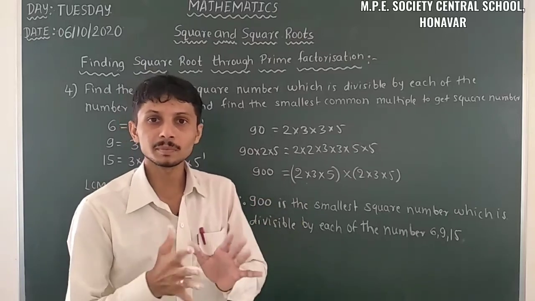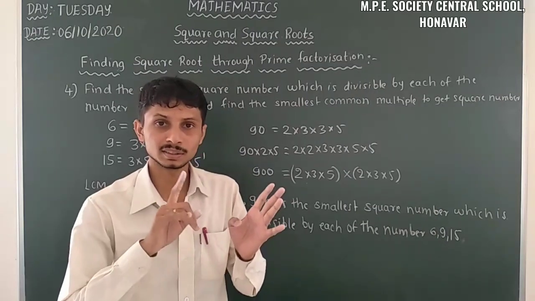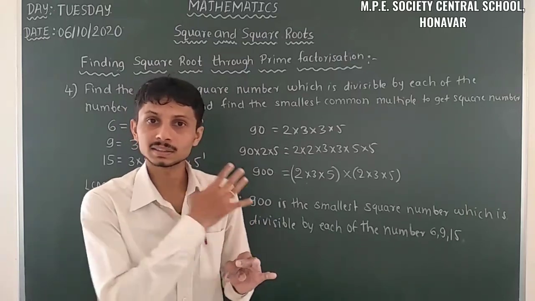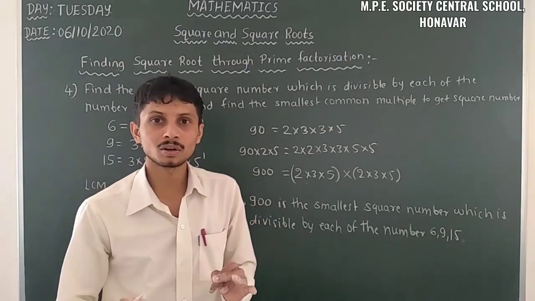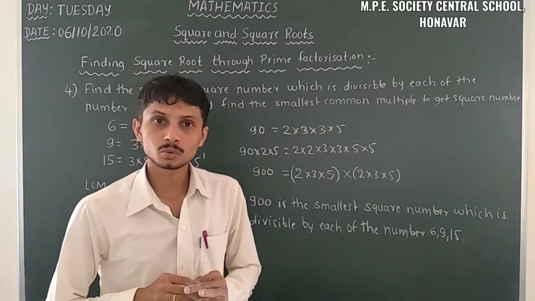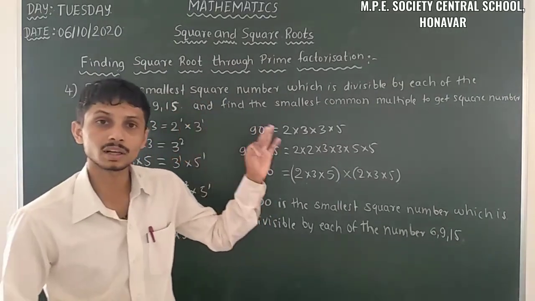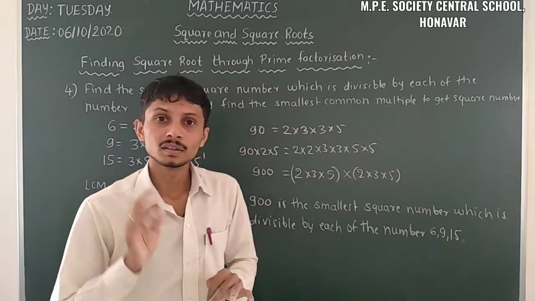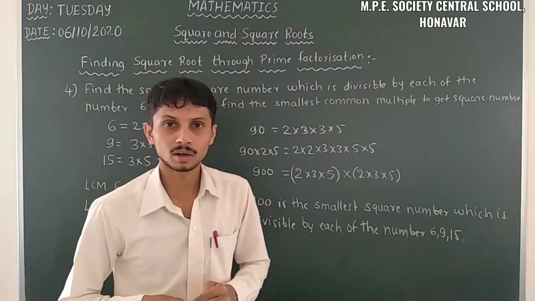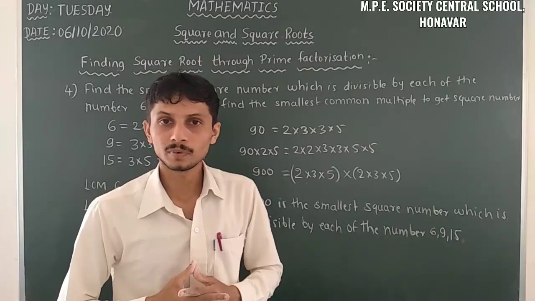So this is the limited set of problems I already explained here. There are 3 types of problems. One is finding a square root through prime factorization. Secondly, whether the number is a perfect square or not, and if not, what is the smallest multiple to get the square number. And another one is this type of problem, where we have to find the smallest square number which is divisible by each of the 3 numbers 6, 9 and 15. Likewise, you can have any other numbers. So this is about finding a square root through prime factorization.